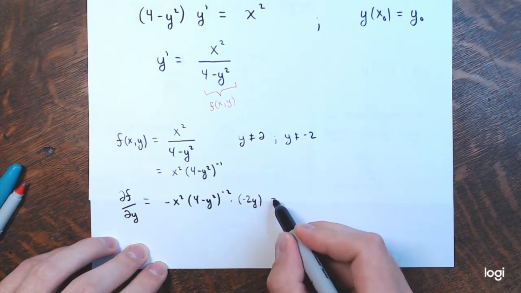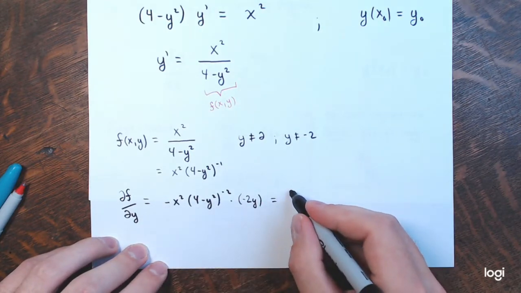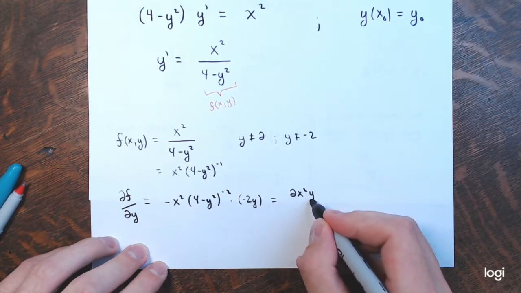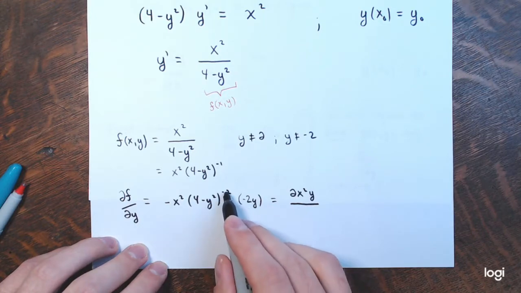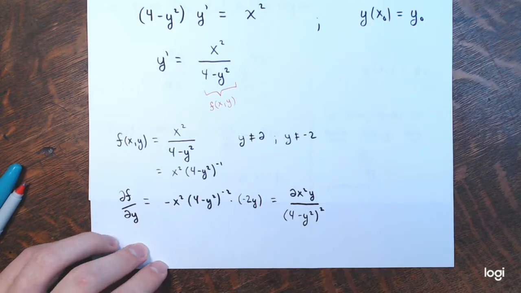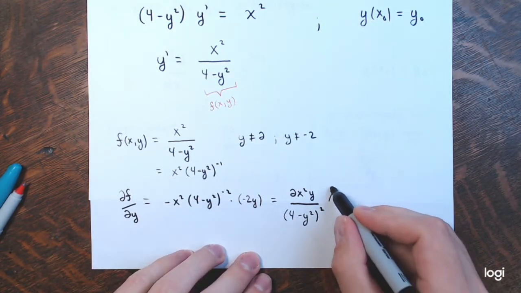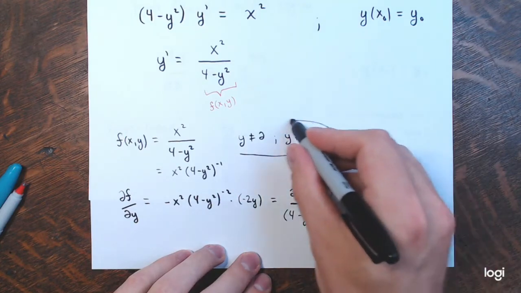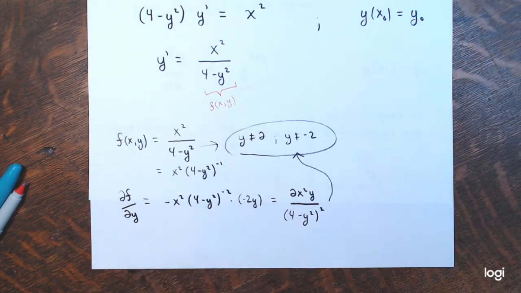And then putting this all together, if I don't like having negative powers, the numerator would be positive 2x²y, negative x squared times negative 2y, divided by the quantity (4 - y²) squared. So there's the partial with respect to y, and it would be undefined in the same place. So these are the restrictions here: y can't be 2, y can't be negative 2.